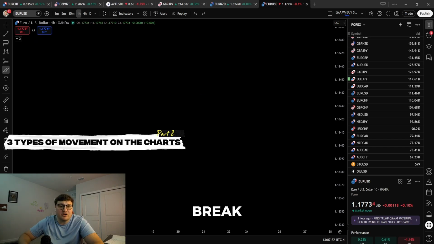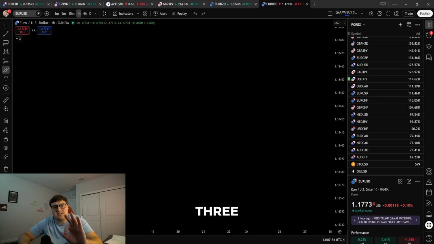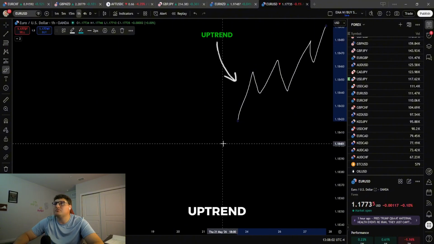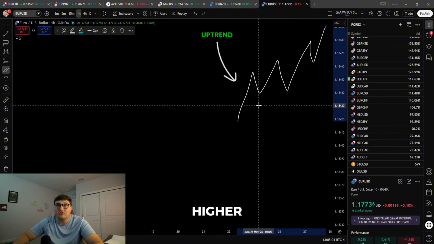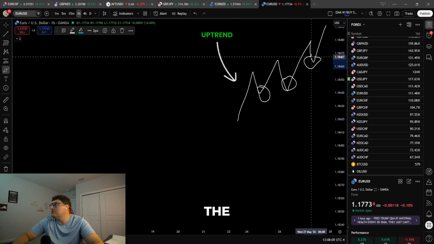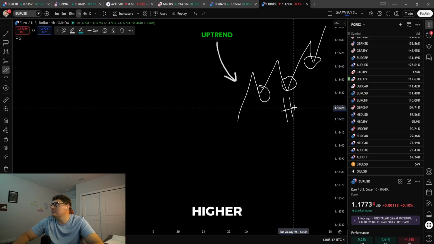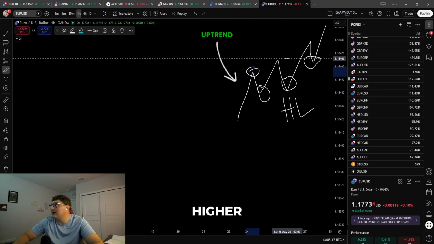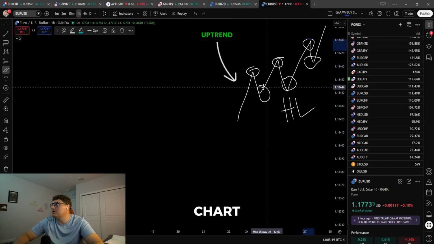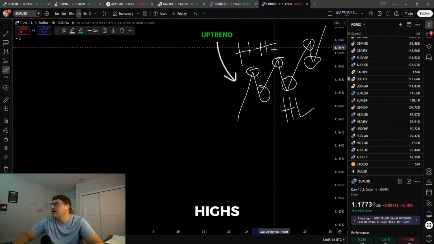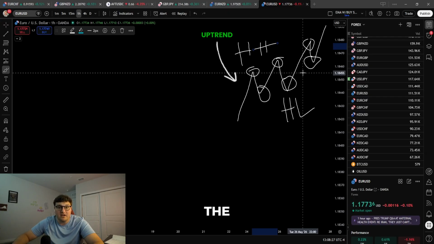In order to understand break of structure, you first need to understand the three types of ways in which the market moves. So the first way is what's called an uptrend. An uptrend is defined as having higher lows and higher highs. So here you can see the low, the low, the low, they're all higher. So you have higher lows identifying that you're in an uptrend. You also have higher highs. So the high parts of the chart are going to consistently remain higher than the other. That's going to be higher highs. That's how you identify the uptrend.